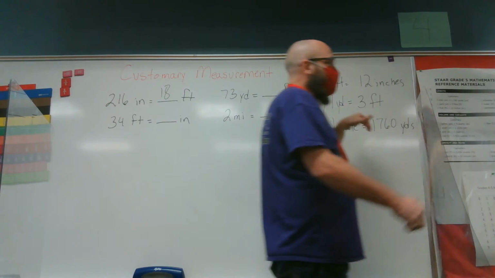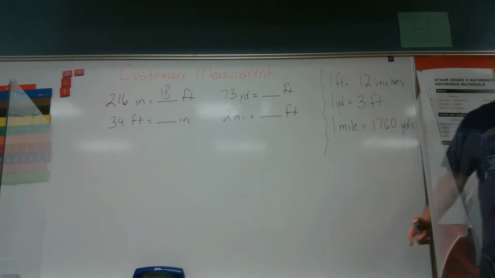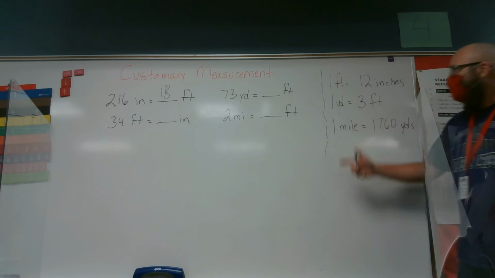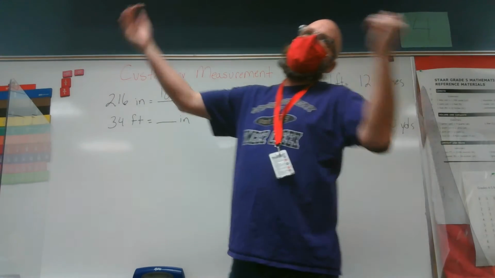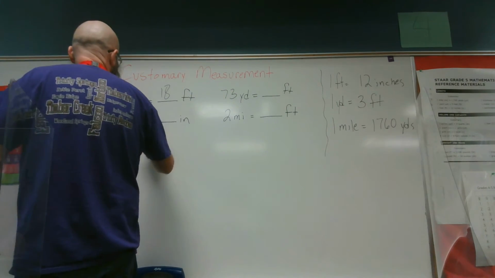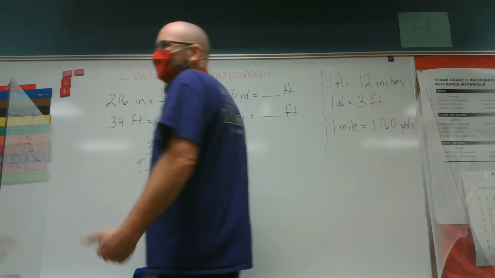We can go to our formula chart if you have one in your journal or your notebook or the electronic journal, or you look it up on the interweb. And you can see 1 foot equals 12 inches. And since feet to inches is multiply, we're going to multiply 34 times 12.